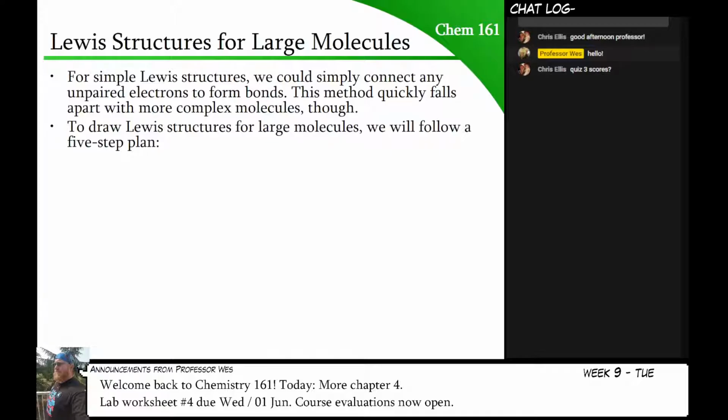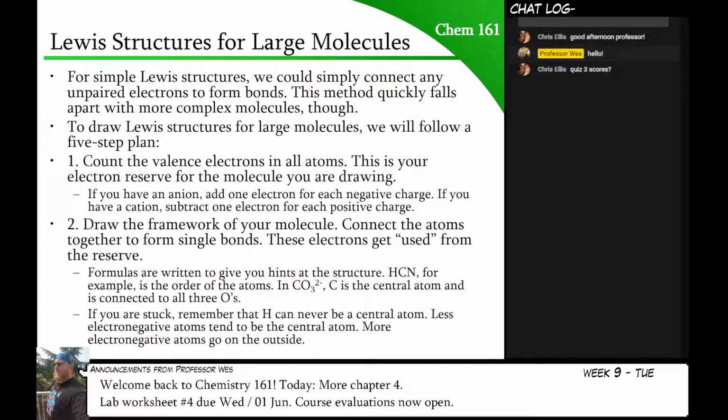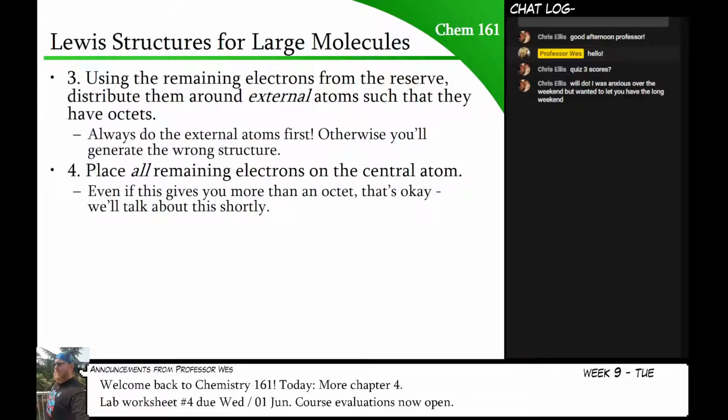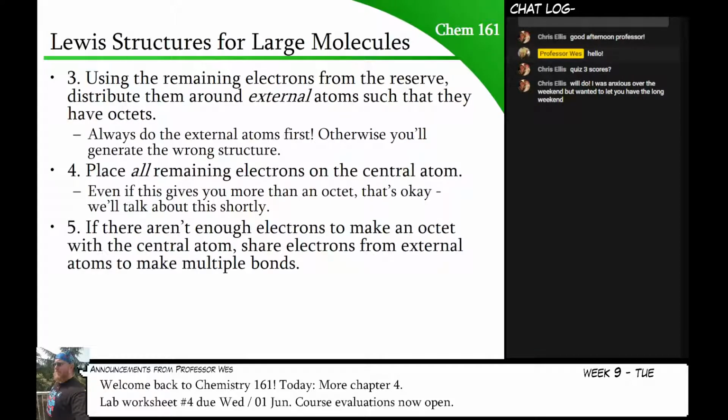Let's see here. So we're going to follow this 5-step plan which we talked about earlier. Counting all of our valence electrons to put it in a bank. Making the framework of your molecule with the central atom, the element that is listed first. And then we are going to use the remaining electrons to fill octets. Do the external atoms first, then do the central atom. And then finally, if you have run out of electrons before everything has an octet, make multiple bonds to the central atom.